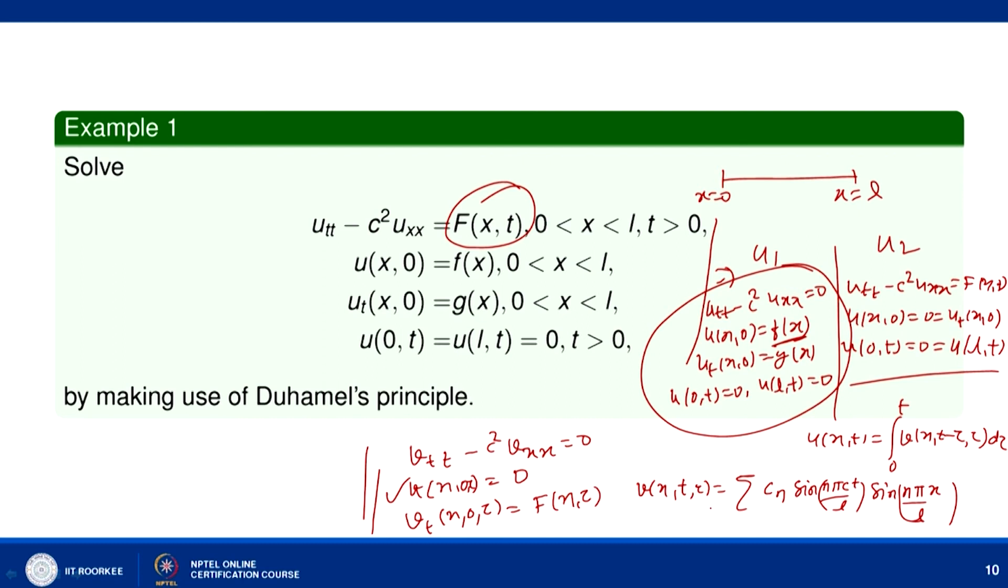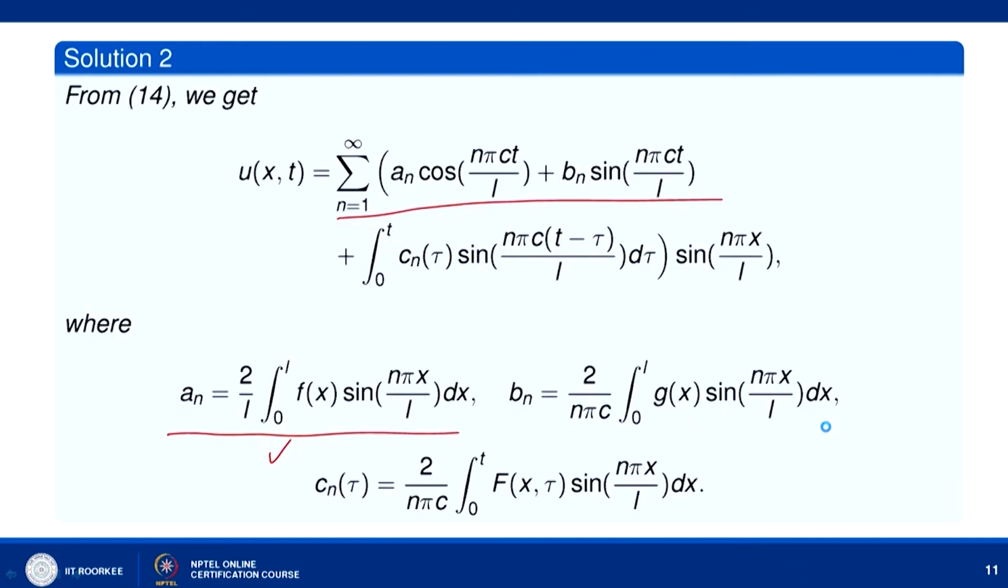Now, once we have v(x,t,τ), where c_n is given as what? c_n is given as 2 by L, integral from 0 to L of f(x,τ) sin(nπx/L) dx, right. So, c_n is given by this. Then v(x,t,τ) is given by this. Then if we replace t by t minus τ and integrate between 0 to t, we will get u(x,t). So, that is what we have written here.